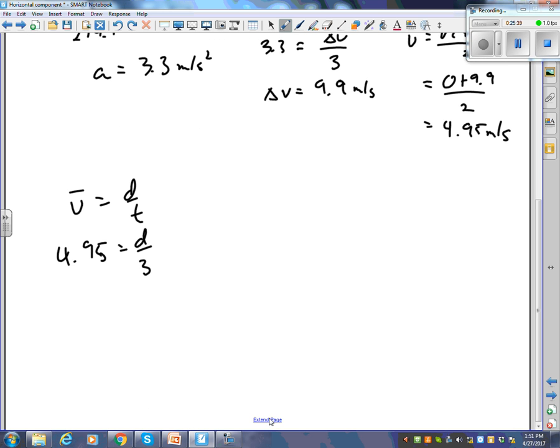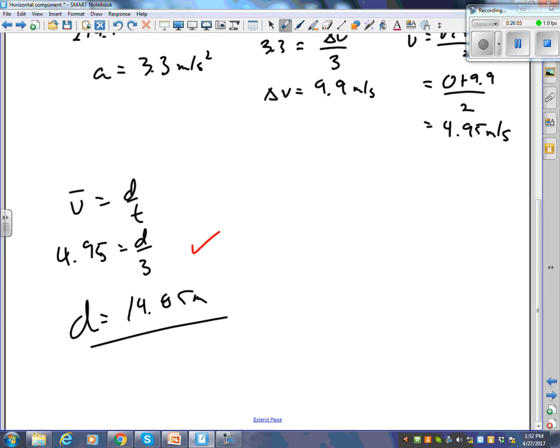Multiply both sides by 3, and what do you get? 14.85. Let's go. Well done if you got it right. Now, of course, the follow-up question is, well, there's two questions. A, will it ever be on the test? And B, how much does it work? And the answer to that is yes, and let's find out.